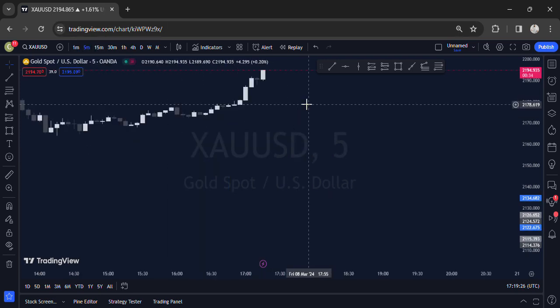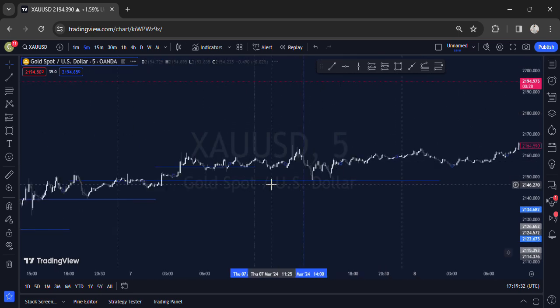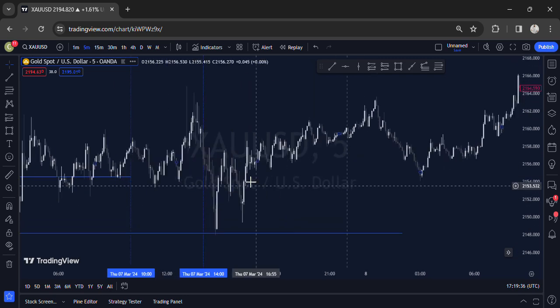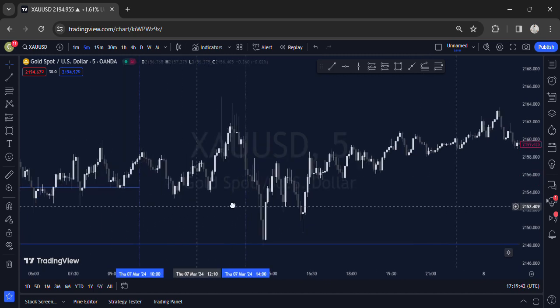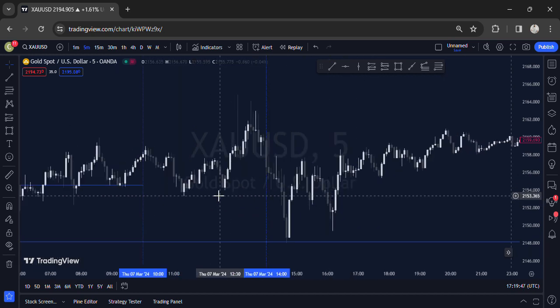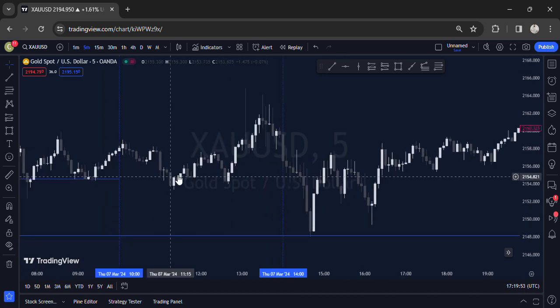Right here, that was another zone, then this second one was another zone. So we had 2 zones right there simultaneously working together, and we're going to go to our 5 minutes. Okay, it's already on the 5 minutes. I'm going to check out this zone.